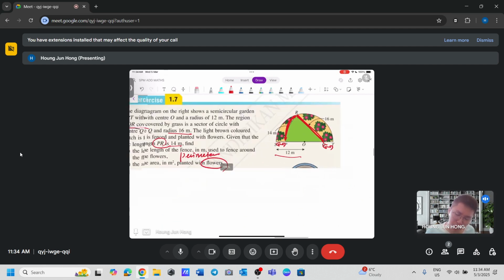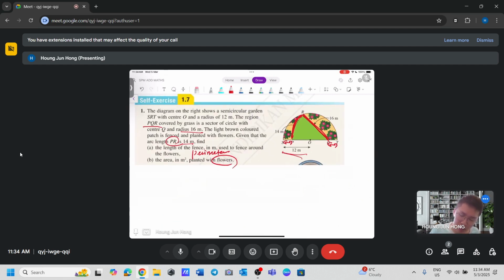I think it is quite simple because it's basically just the whole thing minus the middle. Remember the middle is supposed to be 16. So SP plus QT is just going to be 12 plus 12 minus 16. This should give you 8.